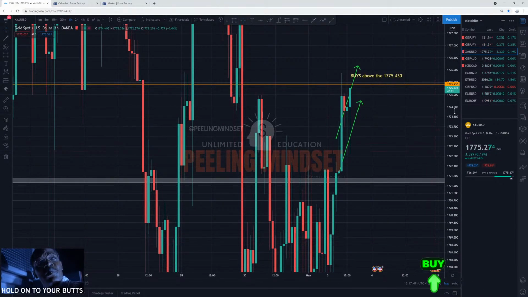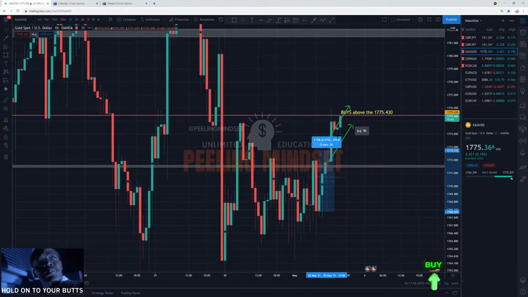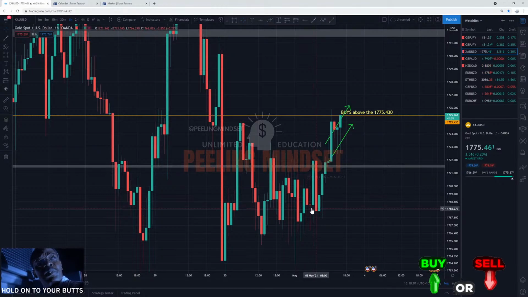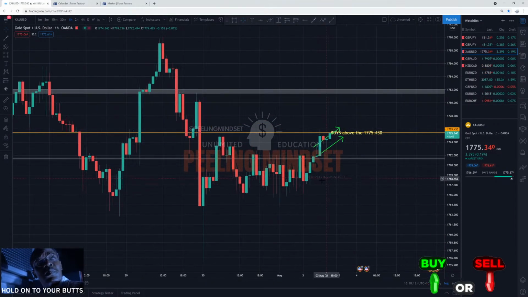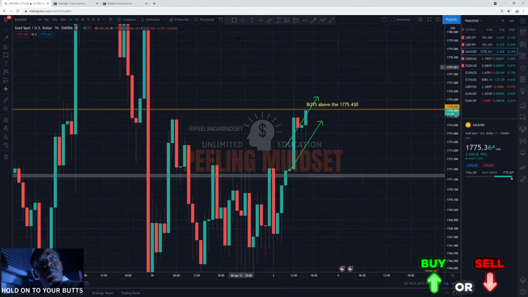Obviously, the Tokyo market today, even if the Tokyo market was closed, gold has moved a lot. Gold has moved a lot throughout the Tokyo market. Is it going to continue up?